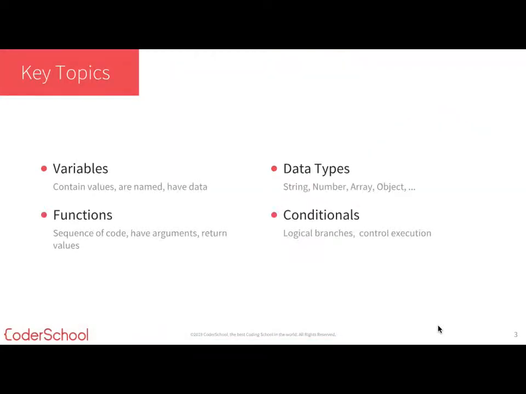So these are probably the 4 most important things. Variables. Know that your variables will change, right? The same piece of data can be held in multiple places and in multiple variables. Functions. It's just a sequence of code that behaves differently depending on the argument. Data types: string, number, array, object, a bunch of other ones, date. Also conditionals. It's where our code branches, and that's where we control the execution.